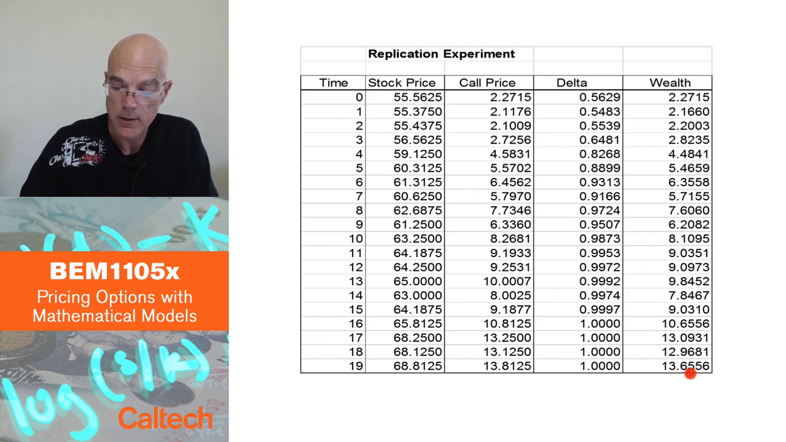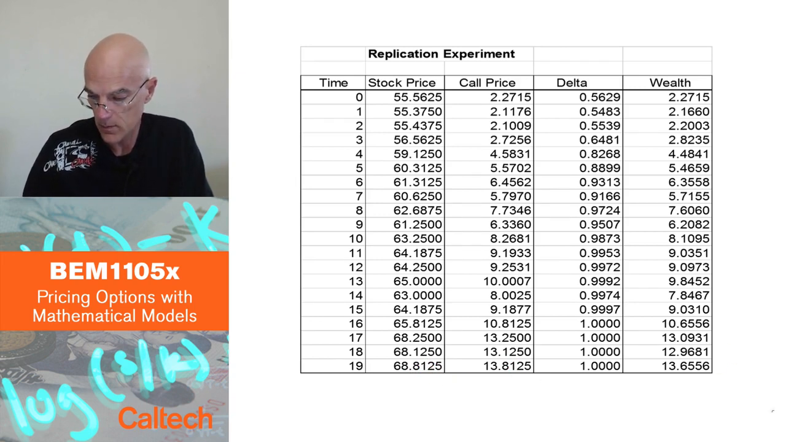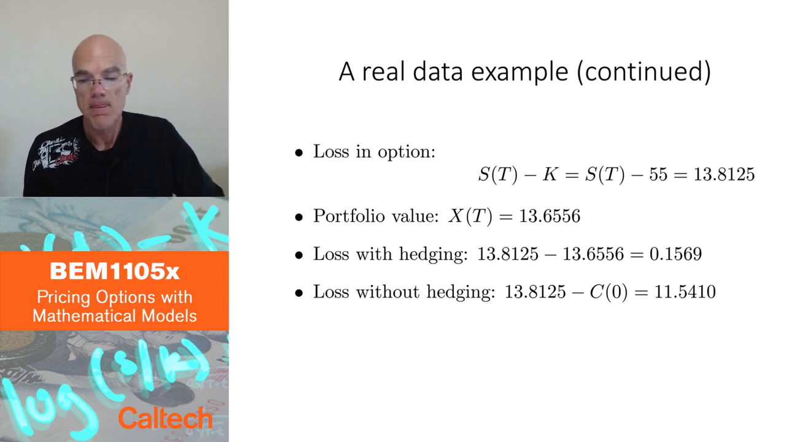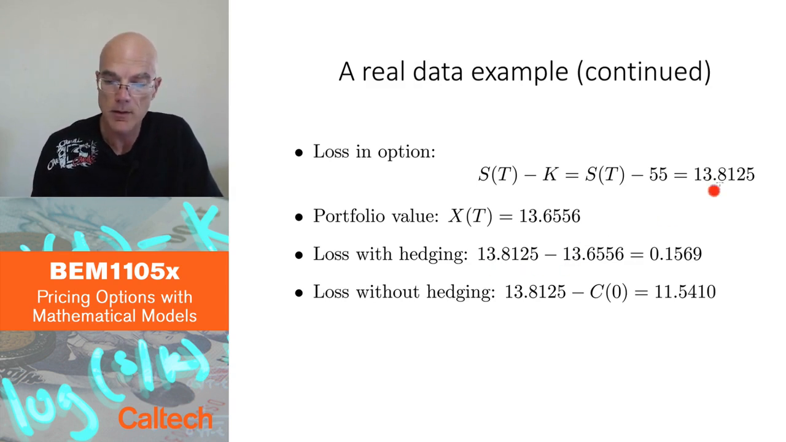So you sell the option, and you use all the money that you received to start this hedging portfolio. You end up at the end with a total hedging portfolio value of 13.65, and you have to pay this 68.81 minus 55. So your total profit or loss is the difference: 13.8125 is what you pay in the option payoff, minus what you have in your hedging portfolio. It's about 0.15, 0.16.